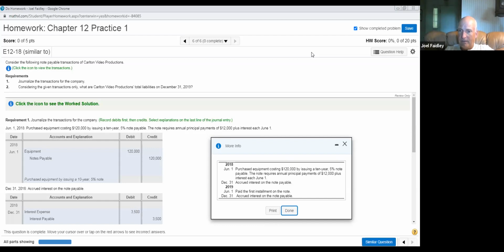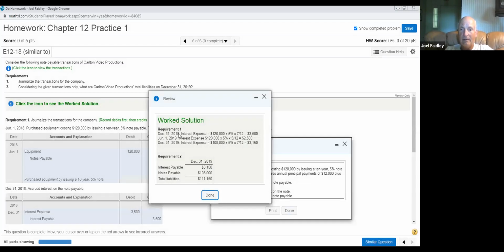And we're doing this on June 1 of each year. So when did this start? June 1. So we've got June through December. What is that? 7 months. So 7 divided by 12. If I click on the solution here, it'll be easier to see. 120,000 times 5% times 7/12.